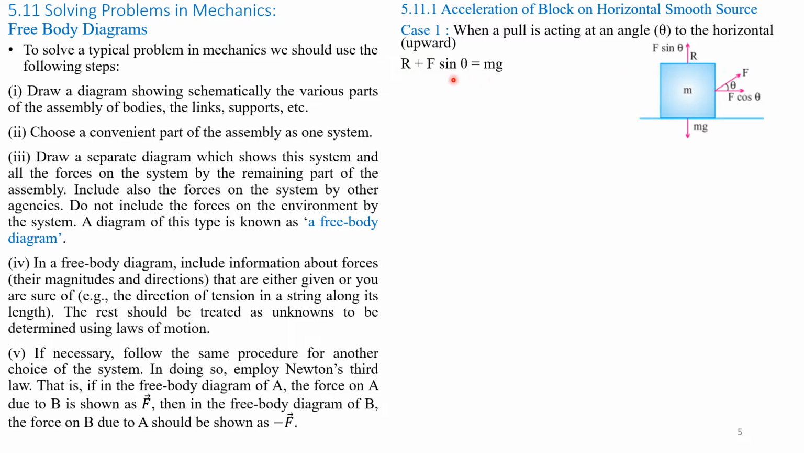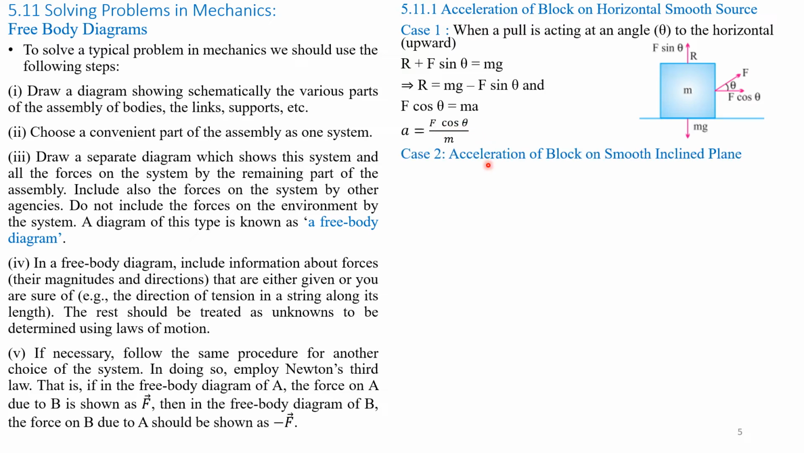Therefore, equating the forces vertically, R is up and F sin theta is up, and mg is downwards. That is, R plus F sin theta is equal to mg. Rearranging, R is equal to mg minus F sin theta, and F cos theta is equal to ma. So, it gets an acceleration due to the force, which is ma. Therefore, a is equal to F cos theta by m.